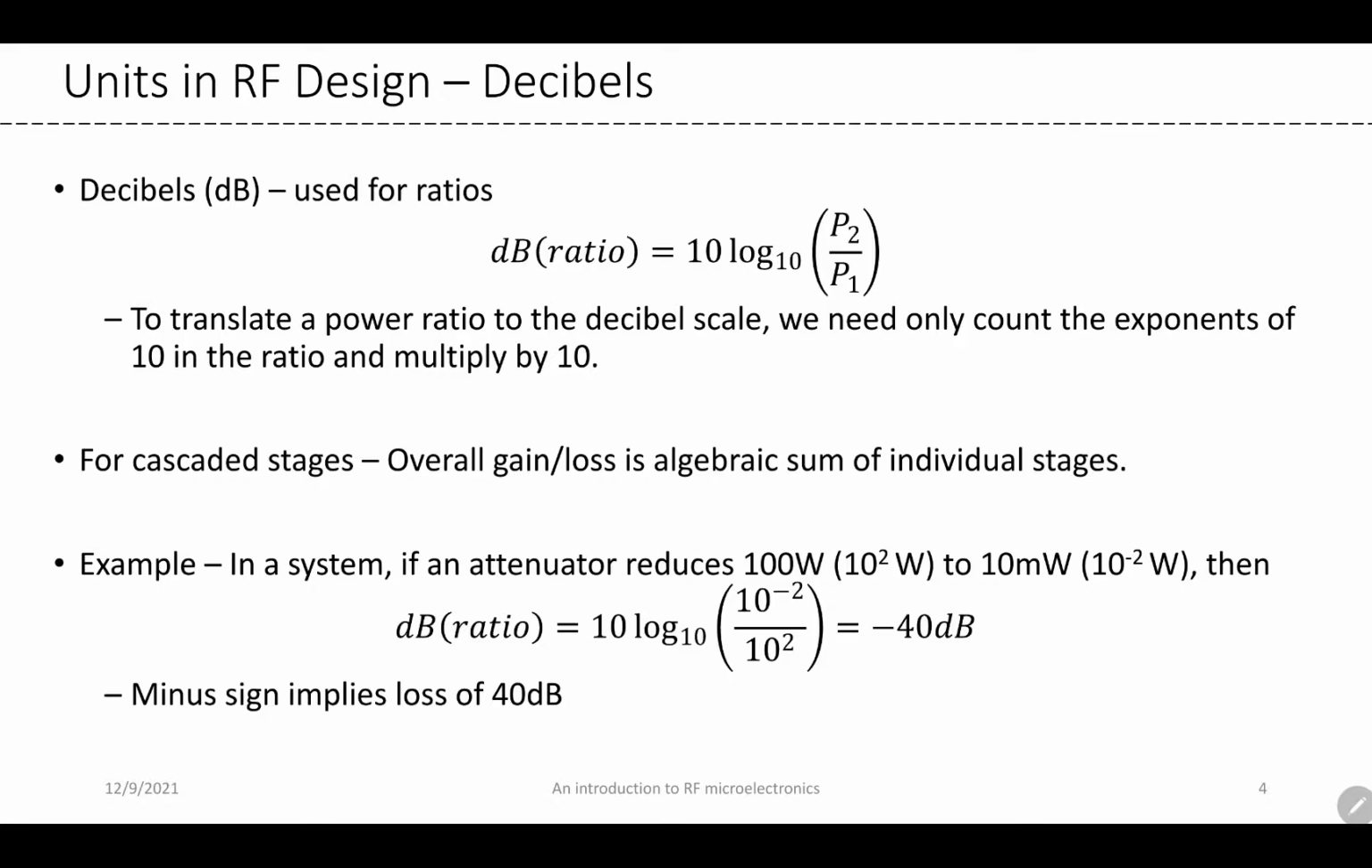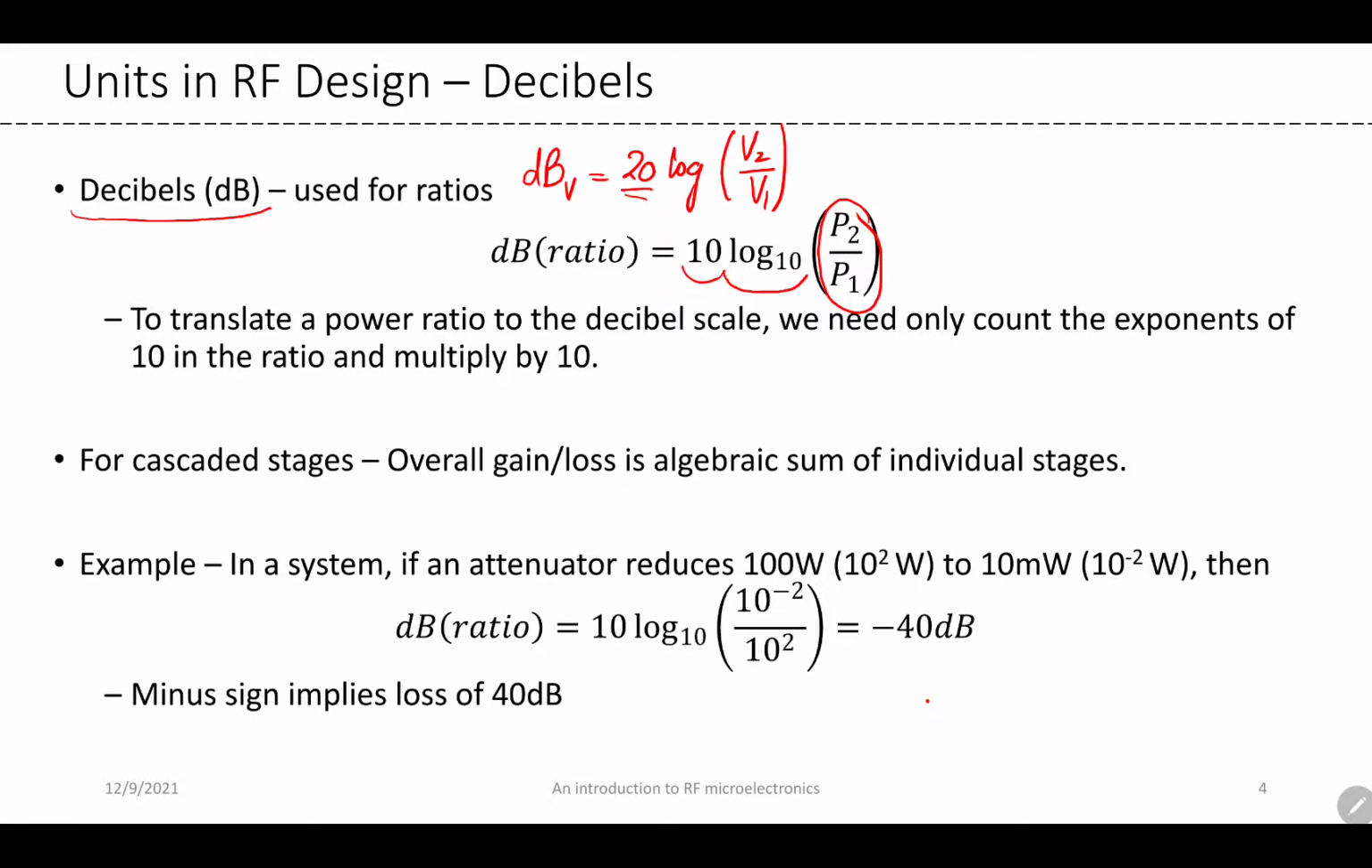In RF, the unit which we always use is decibels, for the reasons we mentioned. So what is a decibel? It's simply a ratio to which a log is applied, and you multiply it by 10. Now this is a power ratio. You can also have a voltage ratio, which will be dB equals 20 log V2 by V1.